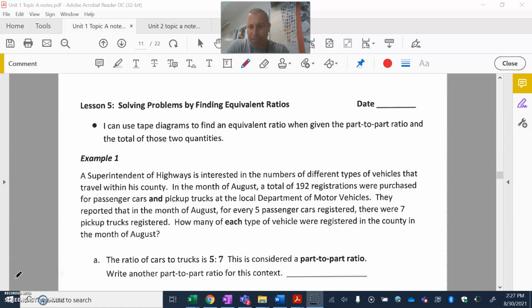Let's dive right in. We've got example 1 here. A superintendent of highways is interested in the numbers of different types of vehicles that travel within his county. In the month of August, a total of 192 registrations were purchased for passenger cars and pickup trucks. Whoa. Stop right there, people. A total of 192. That's going to be key. Box that in.